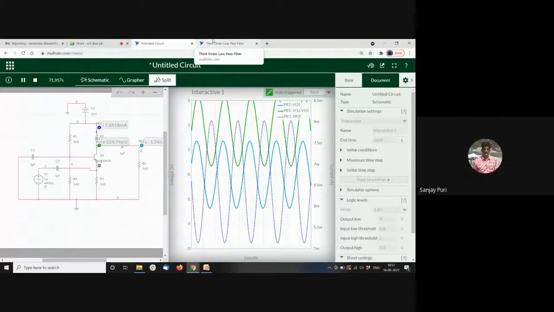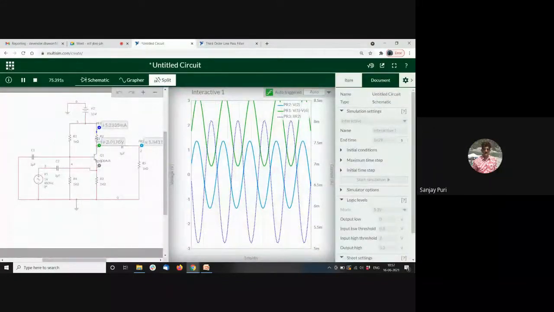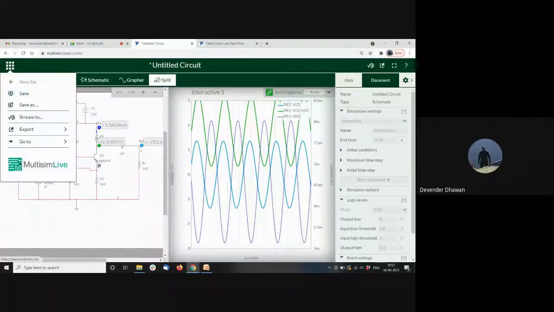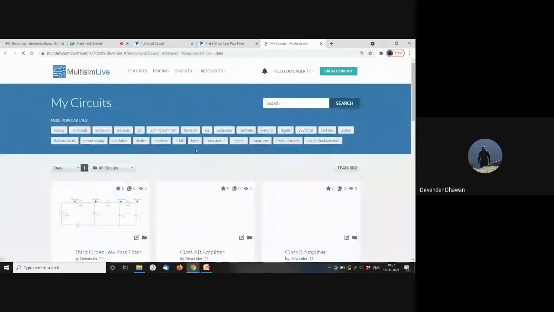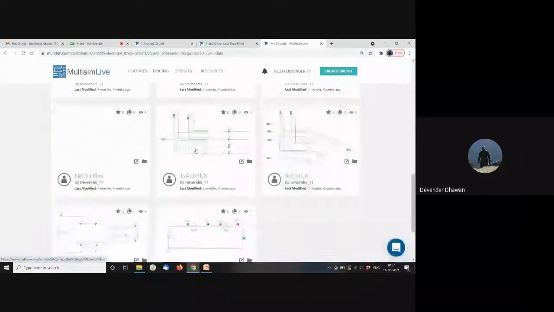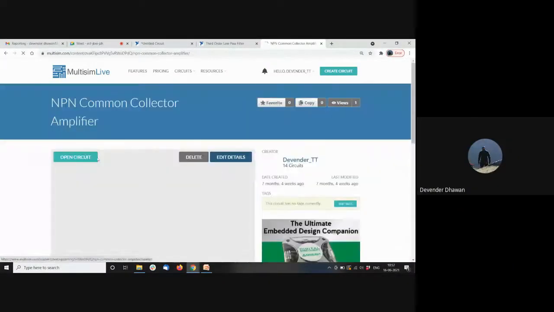You have opened the new tab using these squares icon? No, what I did, I just right clicked on this Multisim Live and opened it. It opened my profile because I'm already logged in. So I can go under my circuits here, and then I can just open any of the circuits. I have a common collector also already made, so maybe we can see that.